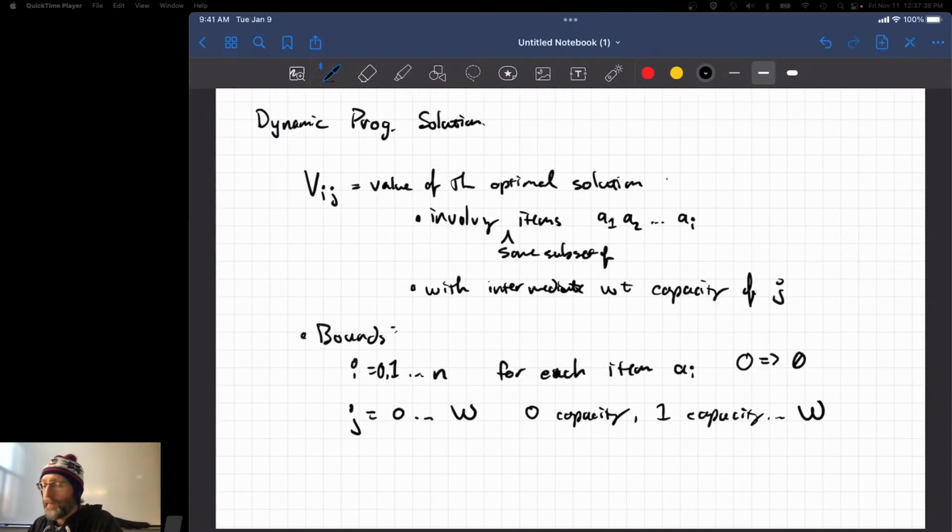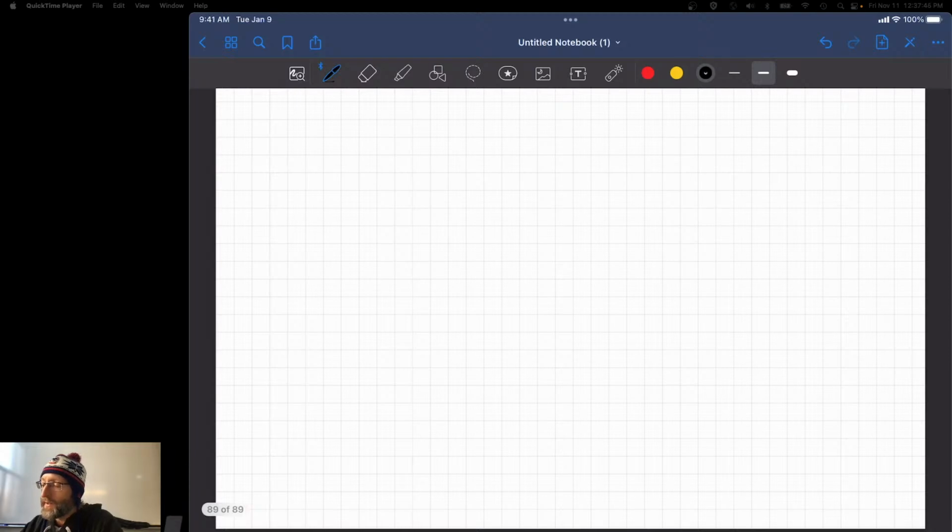Okay, so based on those bounds, that kind of tells us what kind of tableau or table that we've got. Before we do that, though, let's consider the edge cases, or base cases. Remember, we're looking at this recursively. The v sub ij is going to be defined in terms of previous solutions, okay? So we need to define some of those, the edge cases, in order to fill out a table, okay?